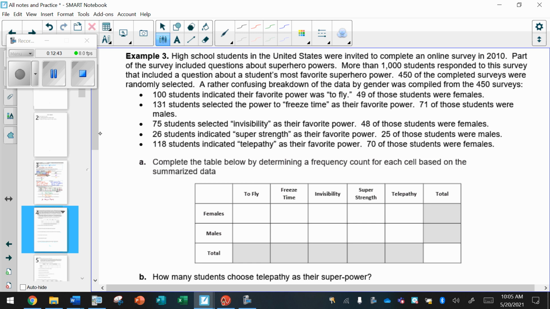There were over 1,000 surveys that were responded to, but as far as the information that we are analyzing, we are only going to analyze 450 randomly selected surveys from all that were turned in. So our total number of surveys for this question will be 450.